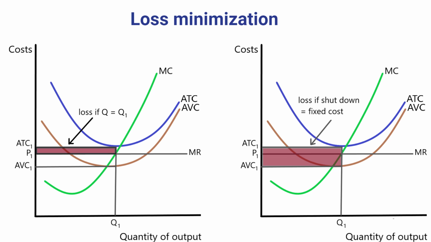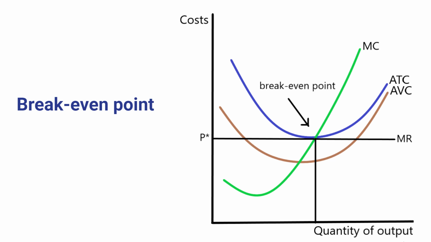And as long as the price is above average variable cost, the firm's making enough to pay for its workers, its raw materials, and the other variable costs needed to continue to produce output, even if it's not covering all of its fixed costs, because the alternative is shutting down and not being able to pay anything towards its fixed costs.